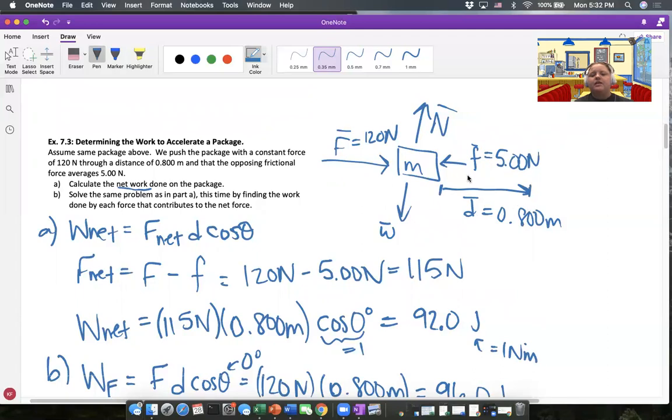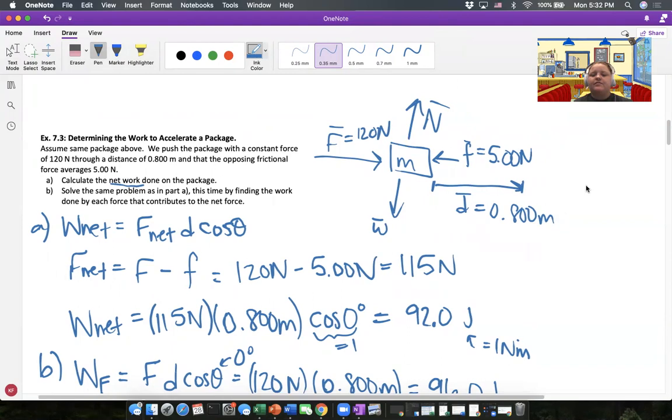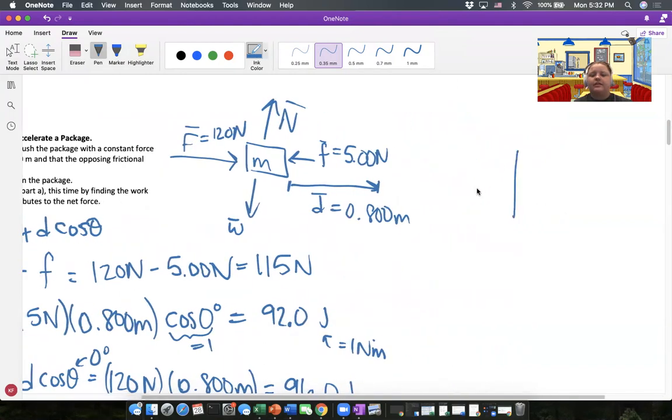My displacement and my frictional force, these vectors are in the complete opposite direction. So what that means is if I were to plot them on a graph, I've got my frictional force in this direction, my displacement in this direction. What is the angle between them? My angle is going to be all the way here, so that is 180 degrees.